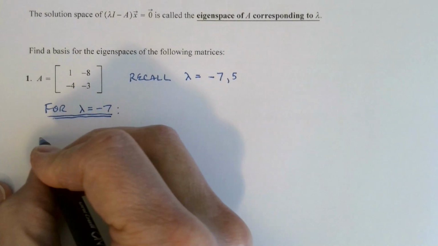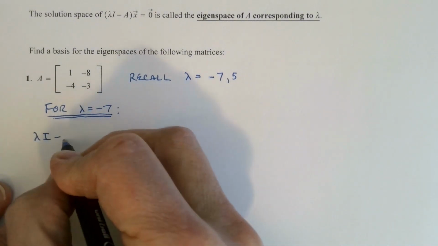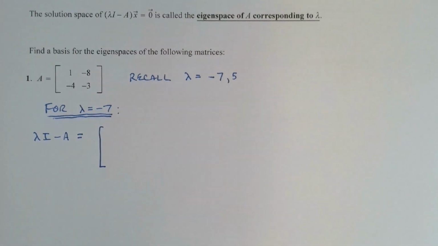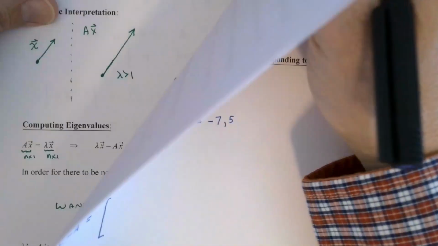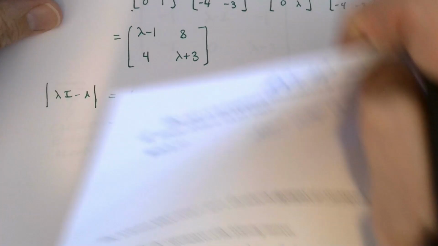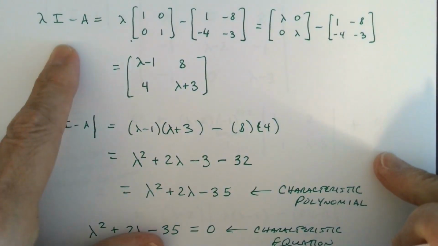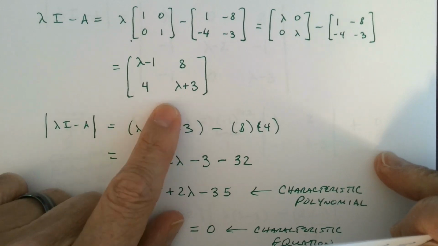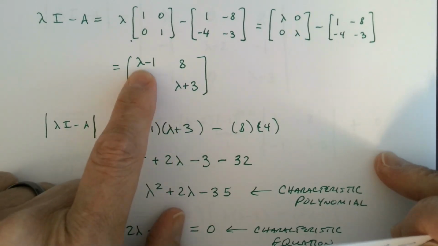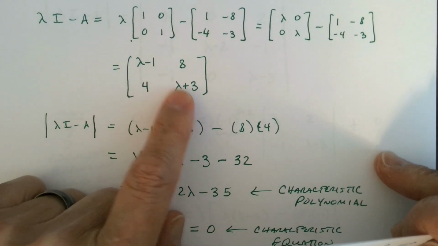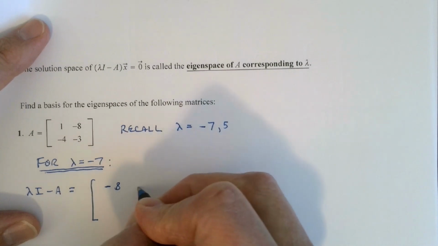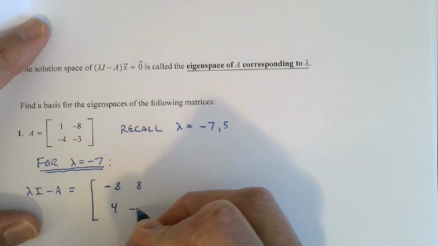So if you remember, lambda I minus A, what's that going to be? Well, you can construct that. Let me just go back a couple pages from our previous video. In the previous video, we found lambda I minus A. It's right here. So all I'm going to do is simply replace lambda with -7. So I'm going to get -7 minus 1, I'll have -8 here. -7 plus 3 is -4. So if I plug that in, I get -8, 8, 4, and -4.